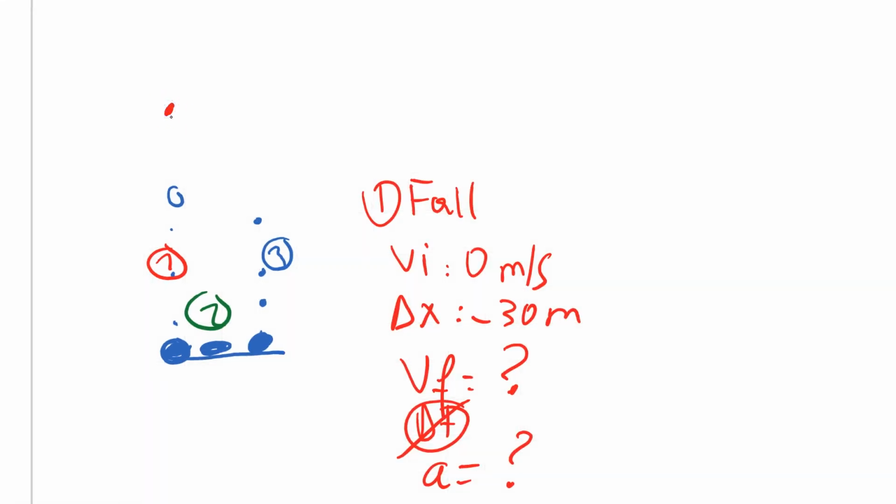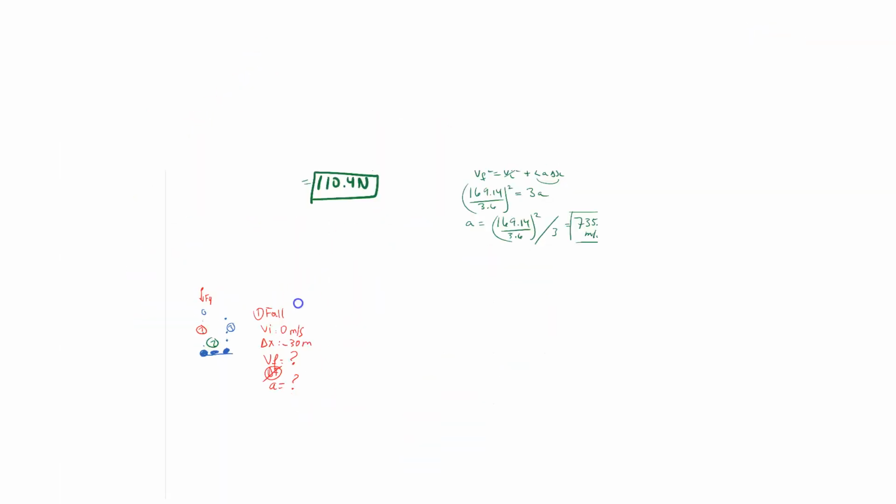And the acceleration we don't know, but it's easy to find the acceleration because we could just draw a force diagram. So we have gravity going down on the ball when it's falling down, and we know the mass of the ball is 0.